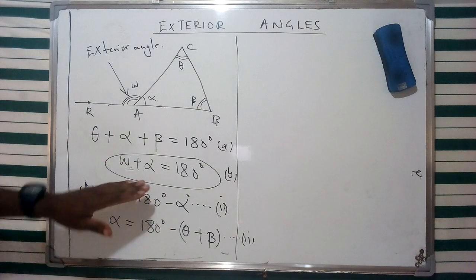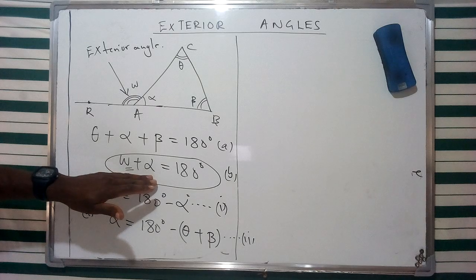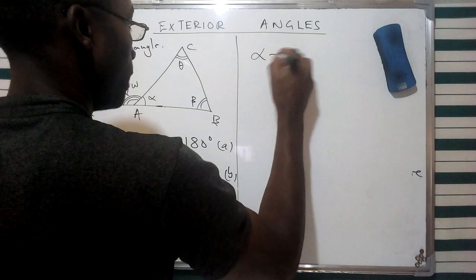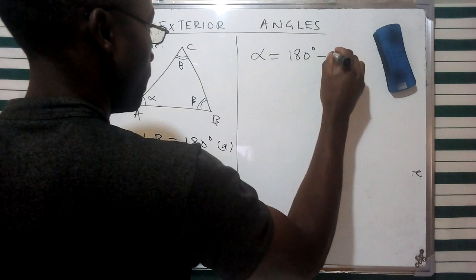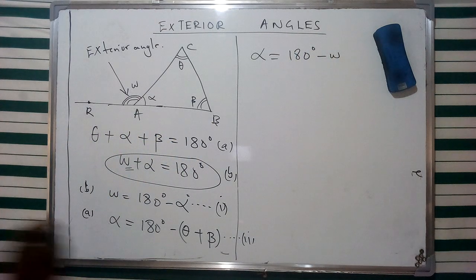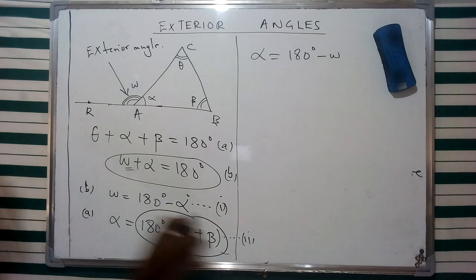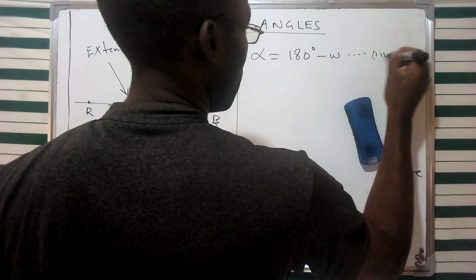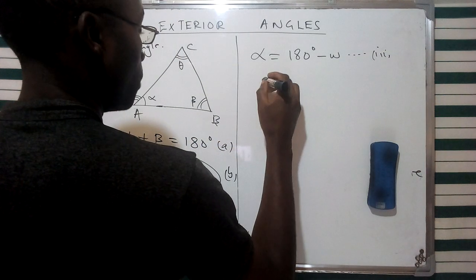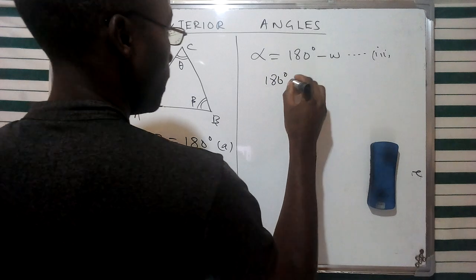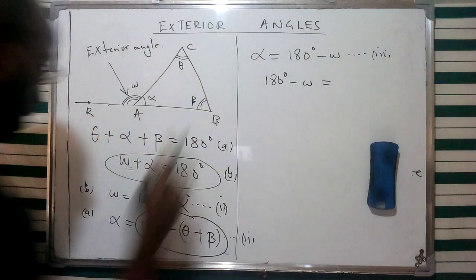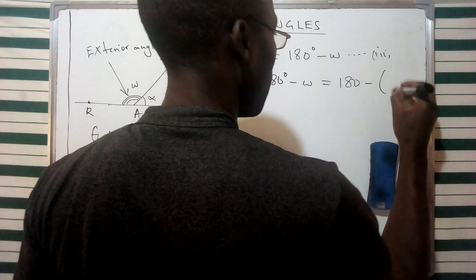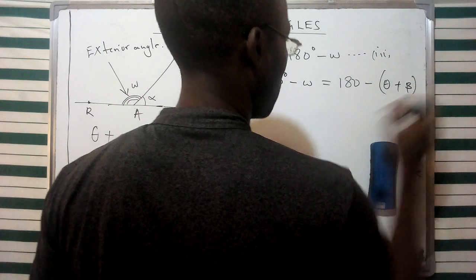As we said from this one, also including omega, we can describe alpha in the same manner from equation B, whereby we are going to have alpha as 180 degrees minus omega. So therefore we can equate equation number 2 together with equation number 3, whereby we are going to have 180 degrees minus omega, which is equivalent to alpha, is also equivalent to 180 degrees minus theta plus beta given as such.